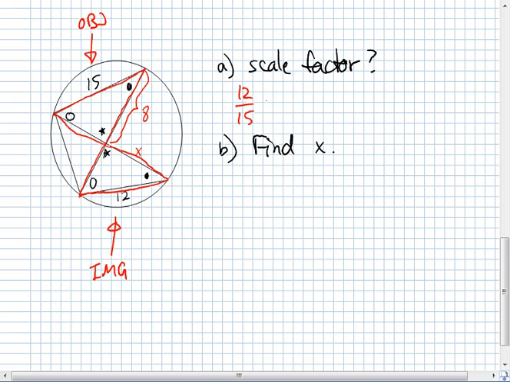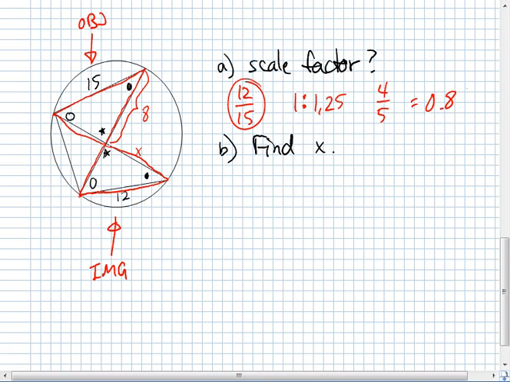If you wanted to make it into like a 1 to something, so say it was divide top and bottom by 12, you get 1 to 1.25. Okay, and so that would be your scale factor there. If you took this and reduced it down to lowest terms, by the way, divide top and bottom by 3, you get 4 over 5, same thing. Okay, or it's also equal to 0.8.